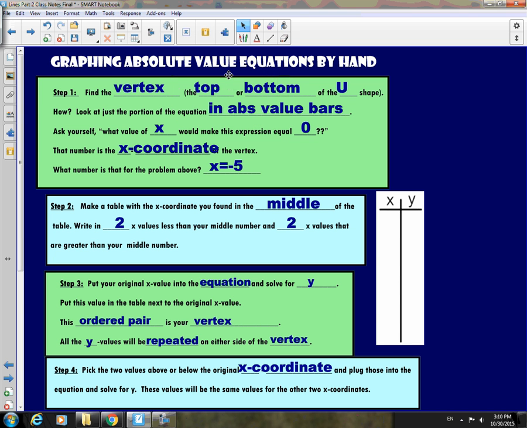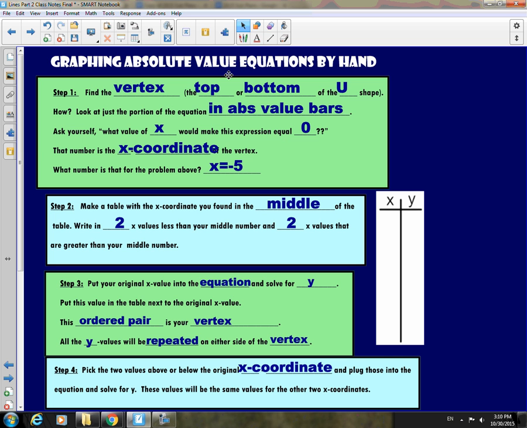The second part of absolute values is learning how to graph those. So we have a 5-step process that we're going to follow. Step 1 is to find the vertex, which is also known as the top or the bottom of the V shape.